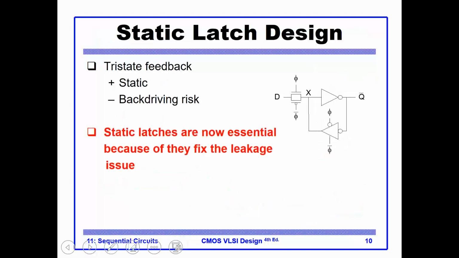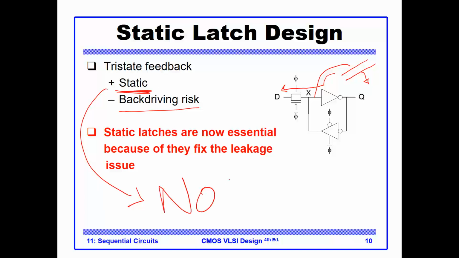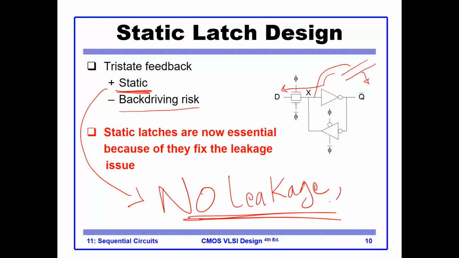Now, this configuration we looked at for the latch design, as we discussed on the whiteboard earlier. This issue says back driving risk, which means if you have, for instance, a very large capacitance here, you could end up really writing the data from the Q to the D. But static means what? There is no leakage. That's the main advantage, and this is a robust latch, with the exception of back drivability.